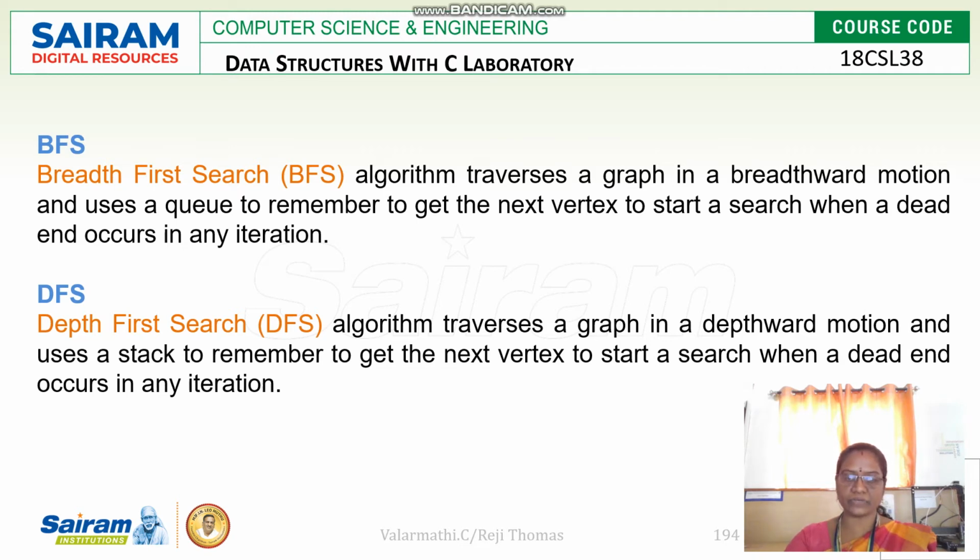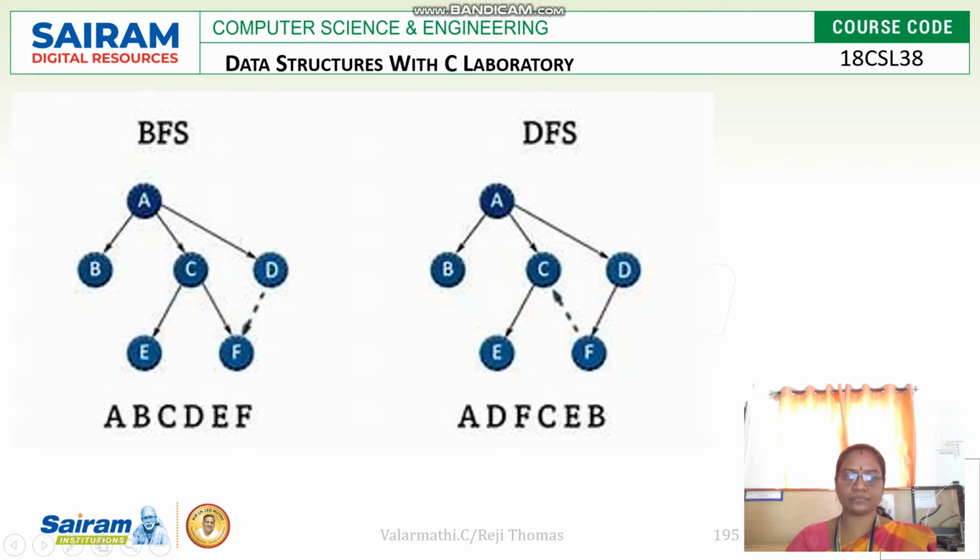So here, breadth first search, from the name itself, BFS traverses in the breadthward direction and DFS traverses in a depthward direction. So horizontal movement is allowed in BFS, whereas vertical movement from top to bottom is allowed in DFS.